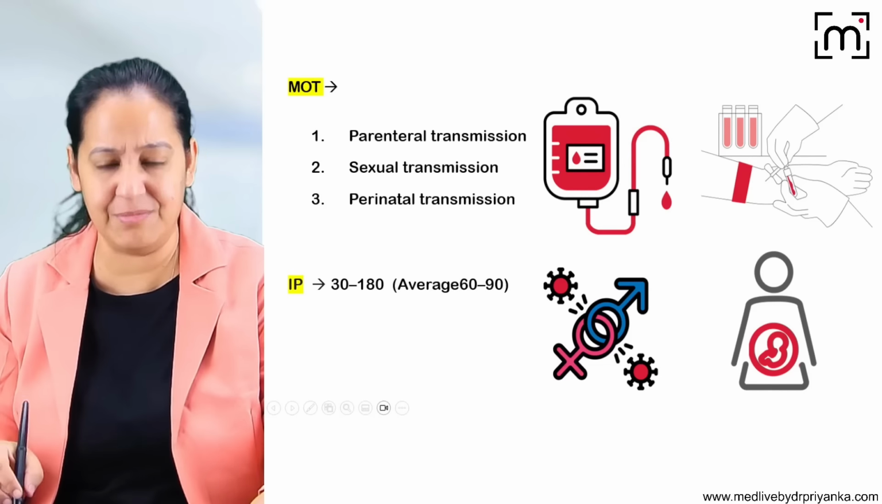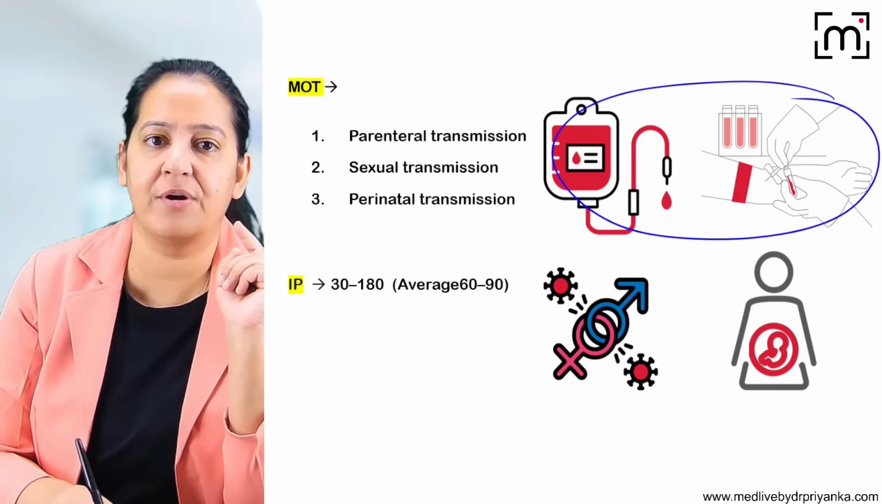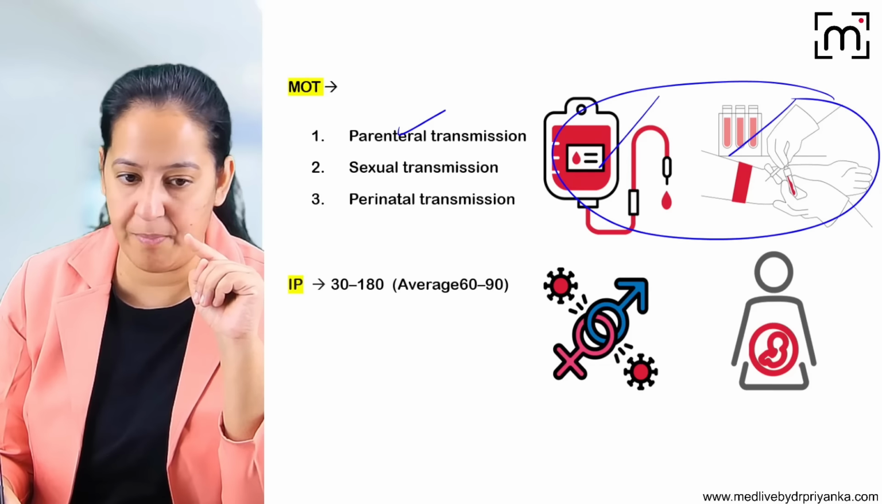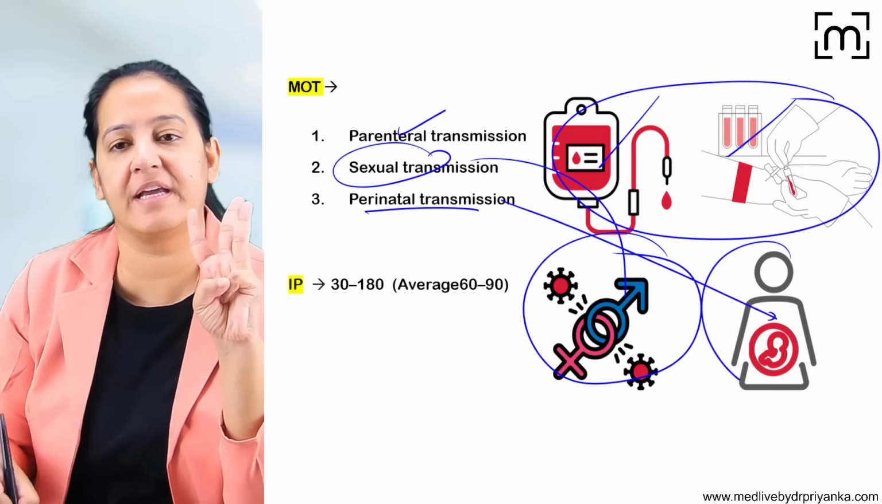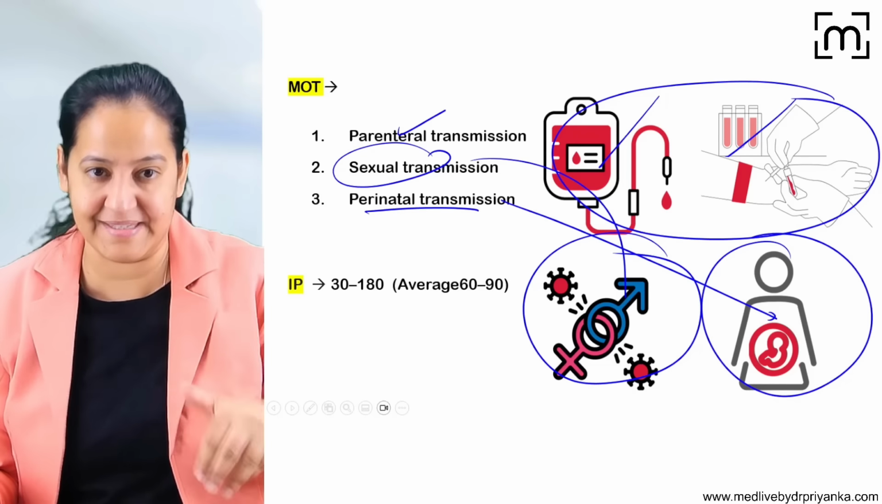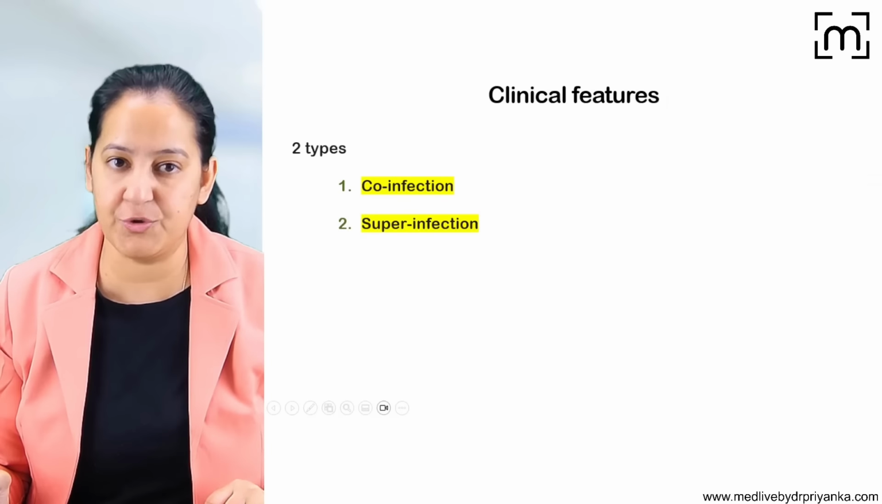Modes of transmission are the same three. It can be transmitted by the parenteral route, that is blood products and common needle, common syringe. It can be transmitted via the sexual route, and it can be transmitted vertically or perinatally from a pregnant lady via the placenta. Incubation period averages 60 to 90 days.